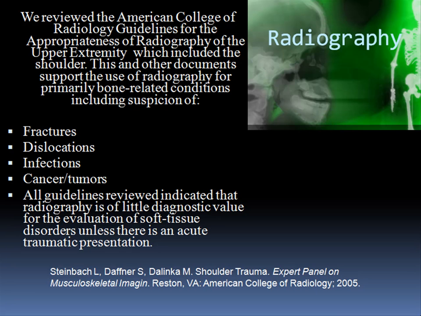Let's move on to radiography. We reviewed the American College of Radiology guidelines for the appropriateness of radiography of the upper extremity, which included the shoulder. This and other documents support the use of radiography for primarily bone-related conditions, including, of course, suspicion of fracture, dislocation, infection, and tumor. All guidelines reviewed indicated that radiography is of little diagnostic value for the evaluation of soft tissue disorders unless there is an acute traumatic presentation.